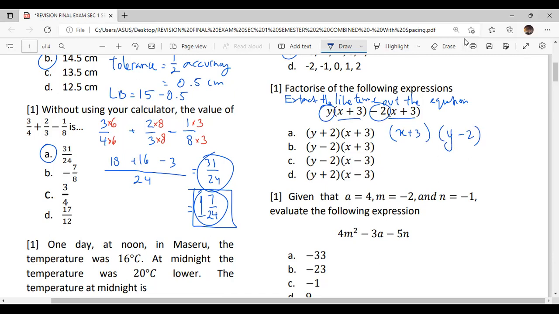We don't have this order in the options, but if you just switch the order, it will be equal. Let's say a times b equals b times a. So you can put the y minus 2 in front of the x plus 3, right? So this or this are equal. But in the options, we have the y factor first. Okay, B is the identical one.